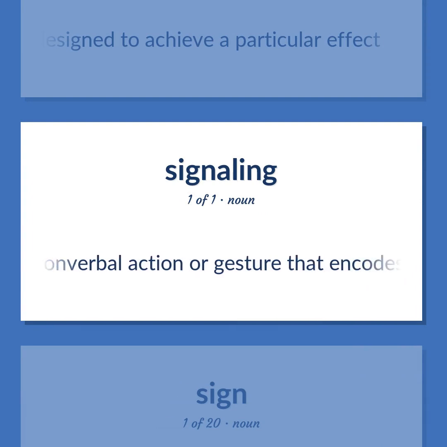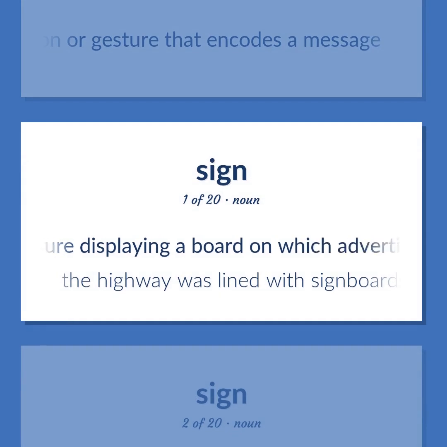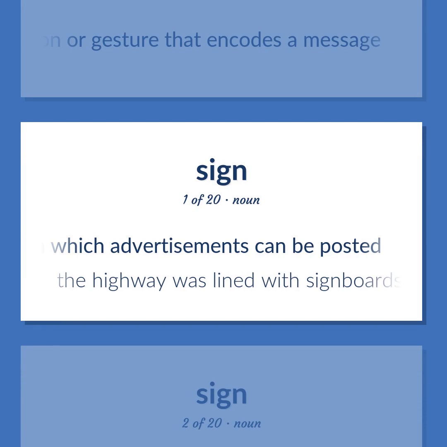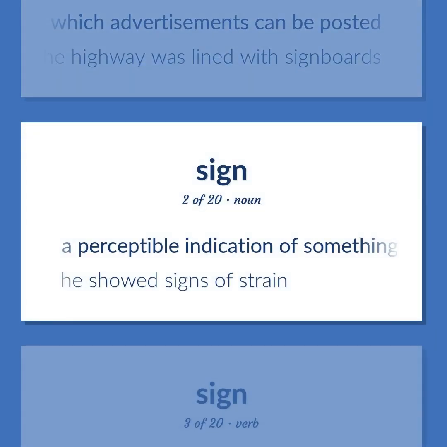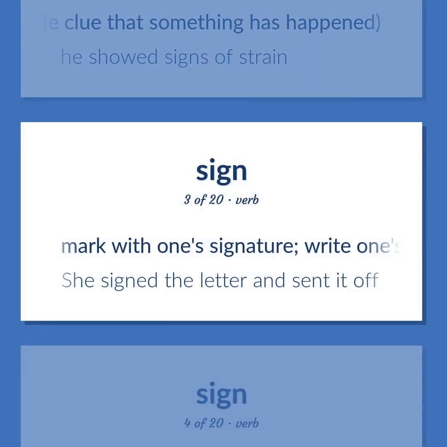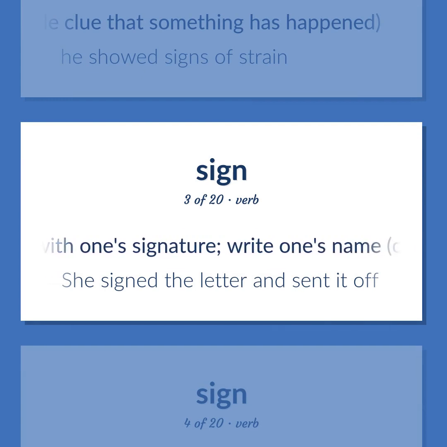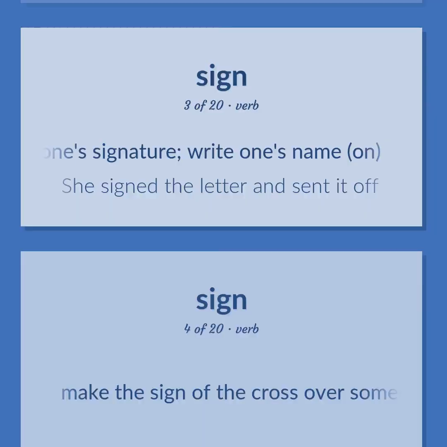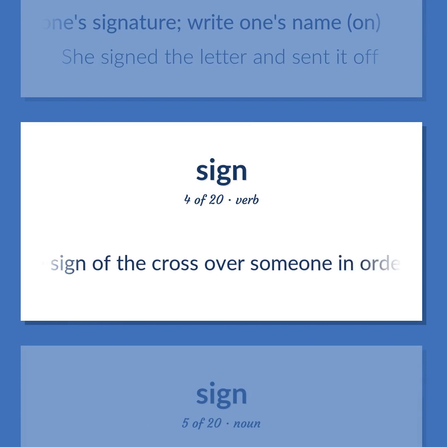Any nonverbal action or gesture that encodes a message. Structure displaying a board on which advertisements can be posted. The highway was lined with signboards. A perceptible indication of something not immediately apparent, as a visible clue that something has happened. He showed signs of strain. Mark with one's signature. Write one's name on. She signed the letter and sent it off. Make the sign of the cross over someone in order to call on God for protection. Consecrate.